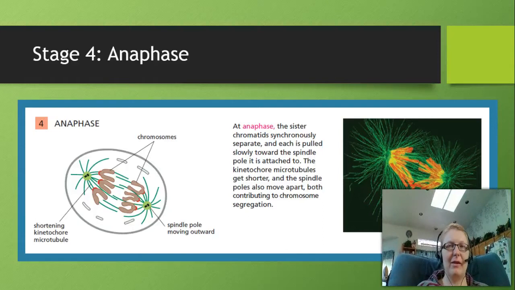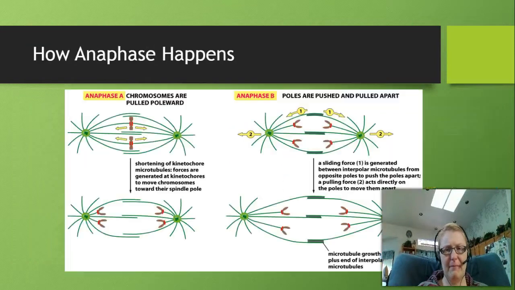It wouldn't matter if we had 46 on both sides, but one side had 2 number 1s and one side had 2 number 2s. No, we need one of each. So we need to have all 46 be the correct ones on one side and all 46 be the correct ones on the other side. And so this is how anaphase starts to do that.